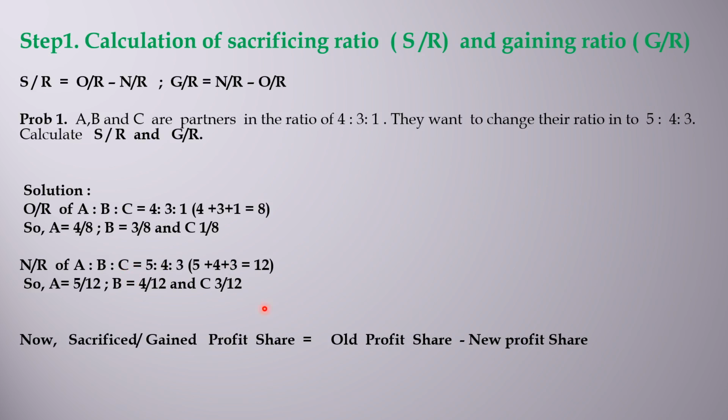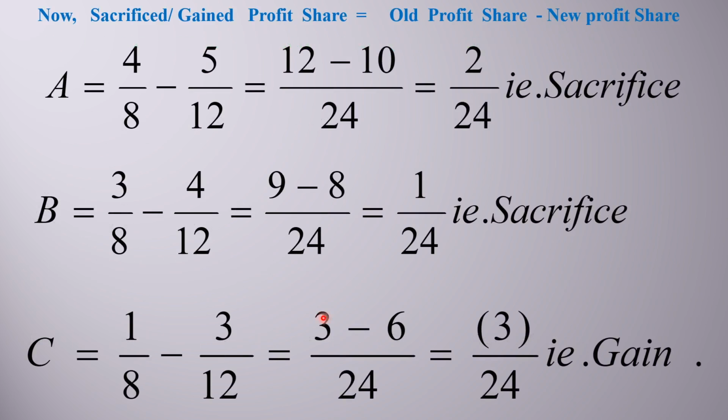Now the new ratio, in the same way we can calculate 5:4:3. So it is 5 plus 4 plus 3, that is 12. Therefore the new ratio of A is 5 by 12, 4 by 12 of B, and 3 by 12. So we got the old as well as the new. Now we can calculate the sacrificing ratio as well as the gaining ratio. There is that calculation of A, B, and C.